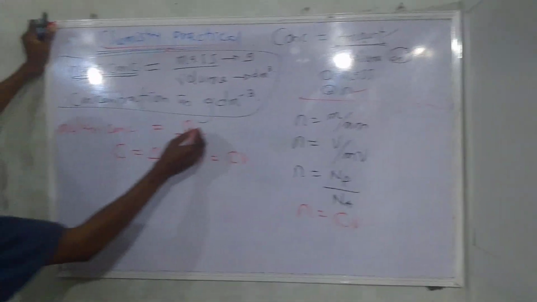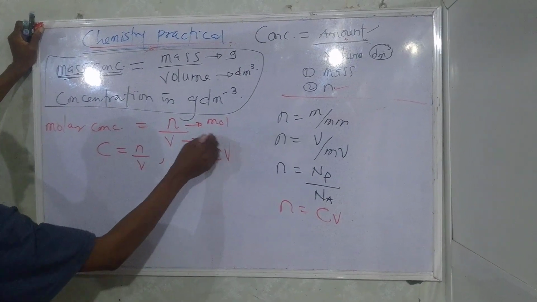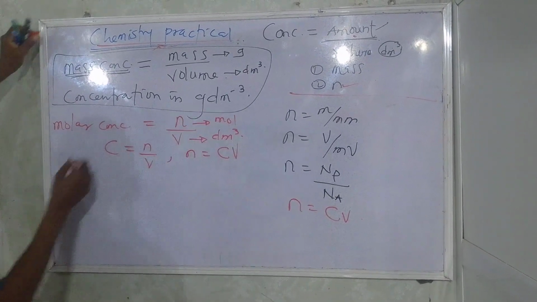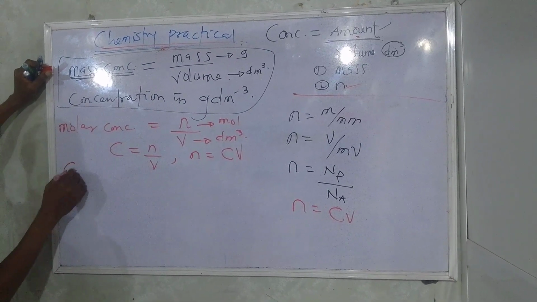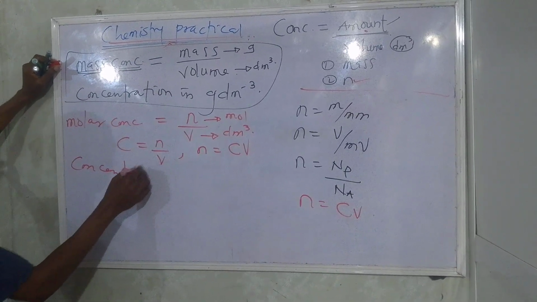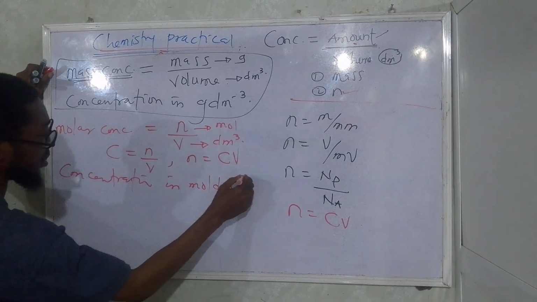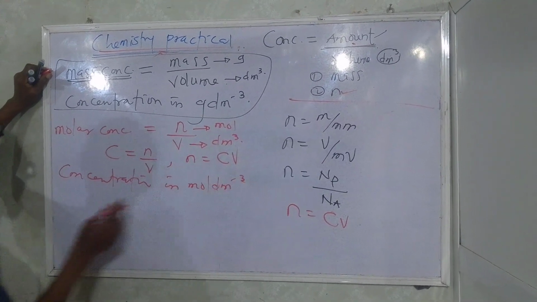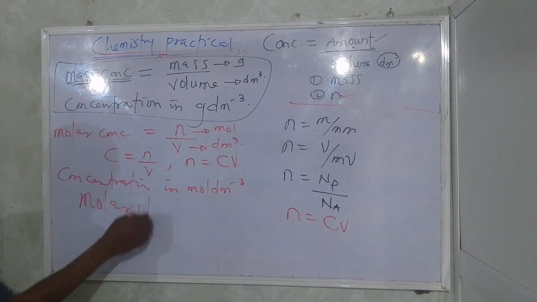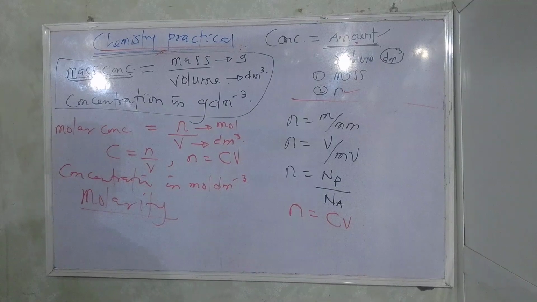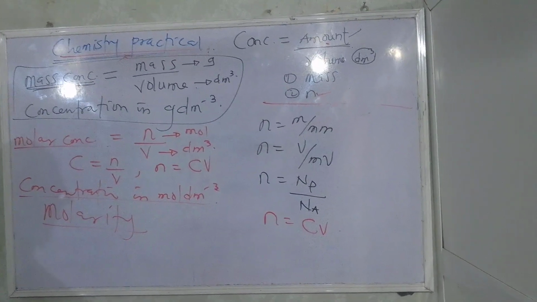Now, we can also use the unit to name this one, where here is mole and here is dm³. So that means that our molar concentration can also be called concentration in mole per dm³. Then another name that we can also call this is molarity. So three names for one quantity: molarity, concentration in mole per dm³, molar concentration.